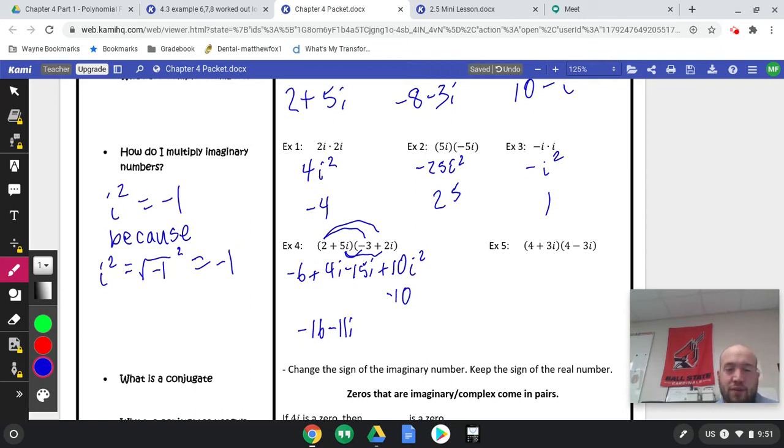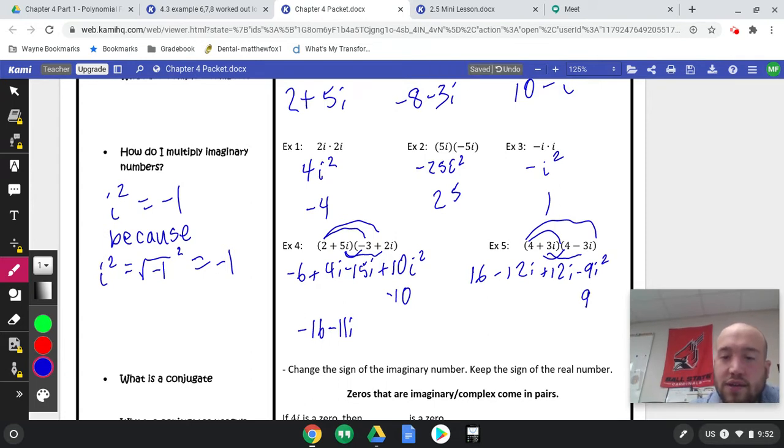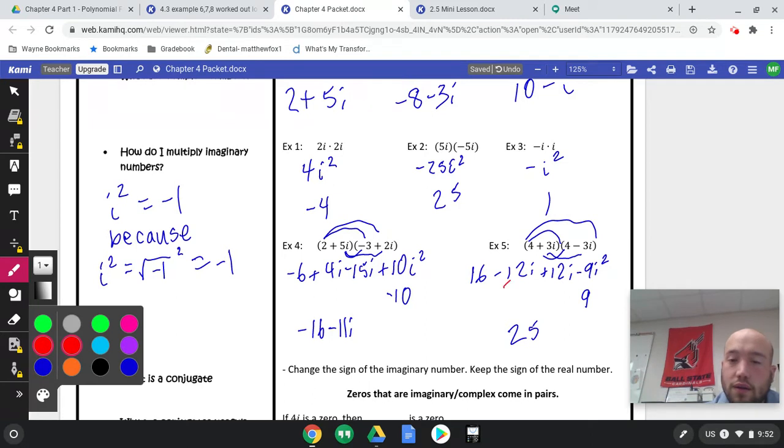So go ahead if you want, pause it and try this next one. We know once again 4 times 4 gives us 16. Outside would give us negative 12i. Inside would give us 12i. And last is negative 9i squared, which is the same then as negative 1 times negative 9, which gives us a 9. 16 plus 9 gives us 25. And you might notice the negative 12i and the 12i here. Those are going to cancel out.